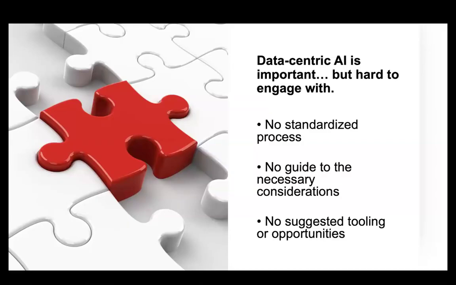And it's really the fact that data-centric AI is important, but really hard to engage with because we don't have a standardized process. We don't have guides for these necessary considerations for how these different things interact with each other. What should you be using at different phases? And also, what is suggested tooling? What are best practices that we're starting to see emerge across the broader literature? And also, what are opportunities where there are actually gaping holes where people should be doing research, and we hope this spurs additional research.